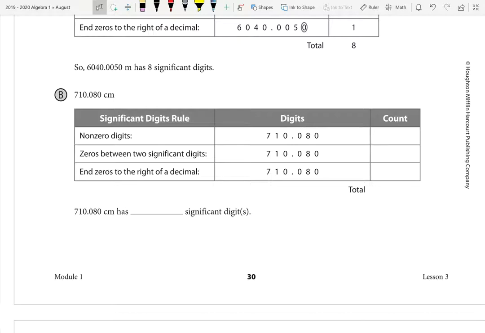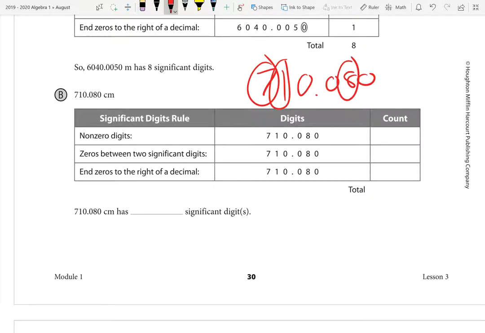So example B, the non-zero digits. Let me write it out so I can have it like bigger. 710.080. So non-zero digits, we have 7, 1, and 8. So there are 3 of those numbers.